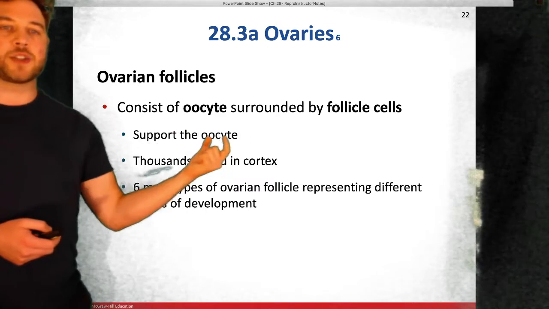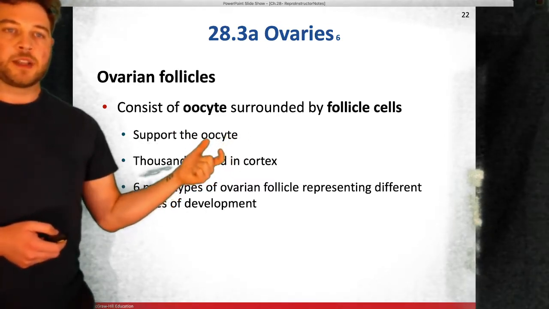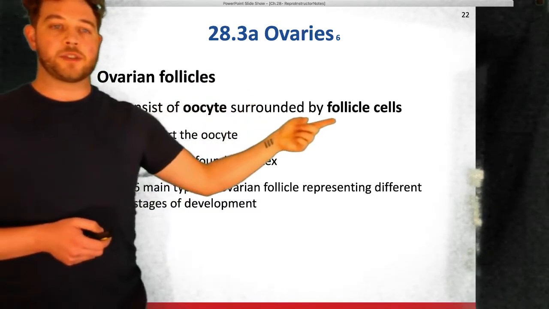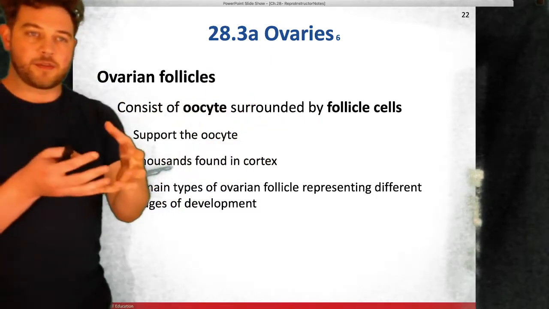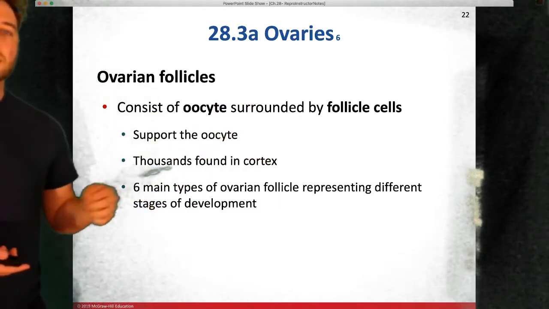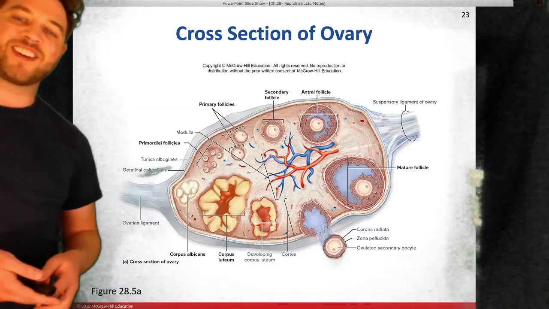So oocyte, that is your egg. That is going to be the female gamete. The ovary is the female gonad. And the follicle cell is inside of the ovary containing the oocyte. Thousands are in the cortex, 6 main types representing different stages of development, and you get to learn them all.